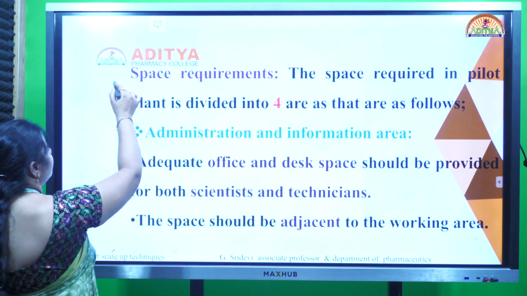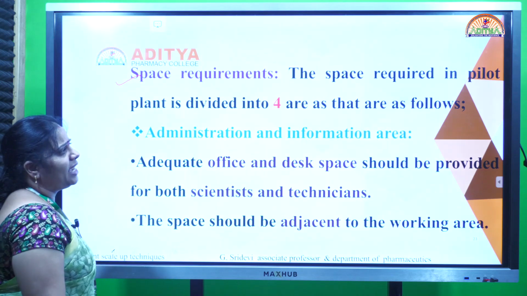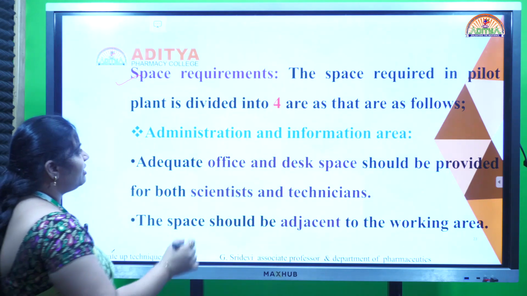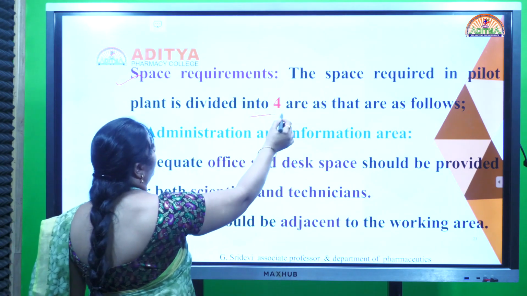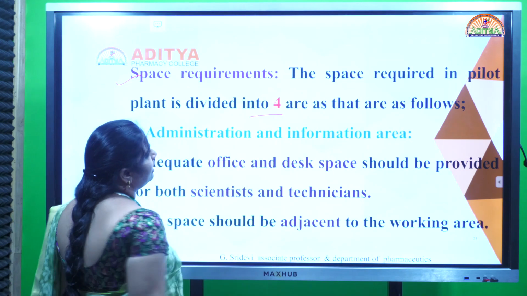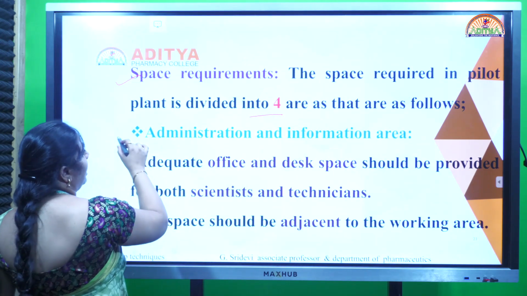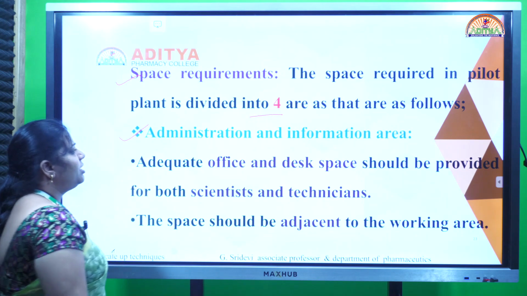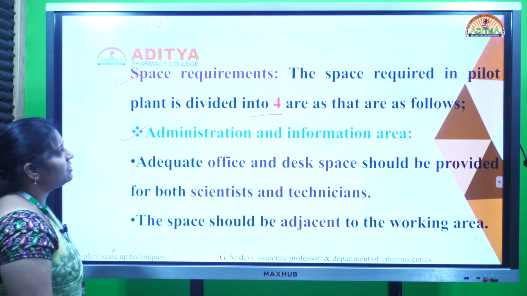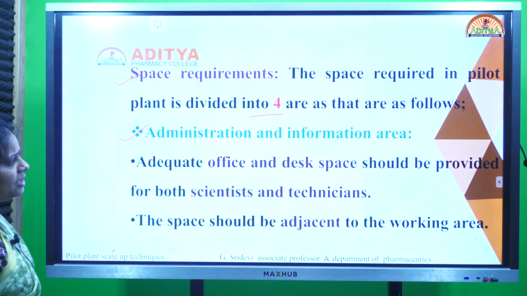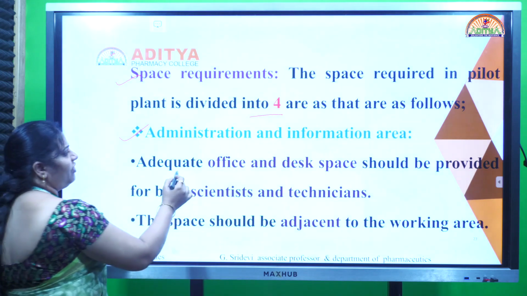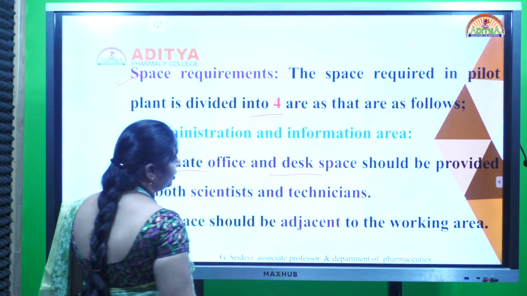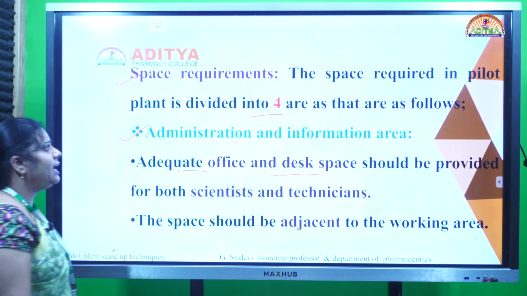So coming to the next one, space requirements. The third one is the space requirements. The space required in the pilot plant is divided into four areas, as follows. First one is the administrative and information area. In this area, adequate office and desk space should be there while they are working in the pilot plant.